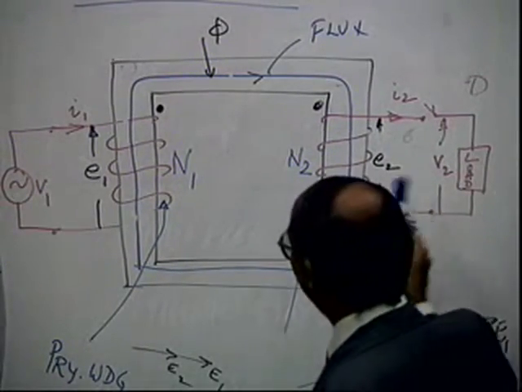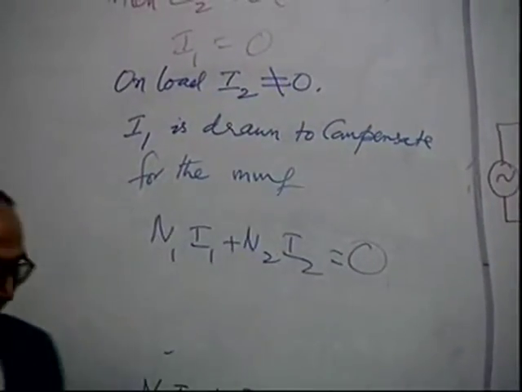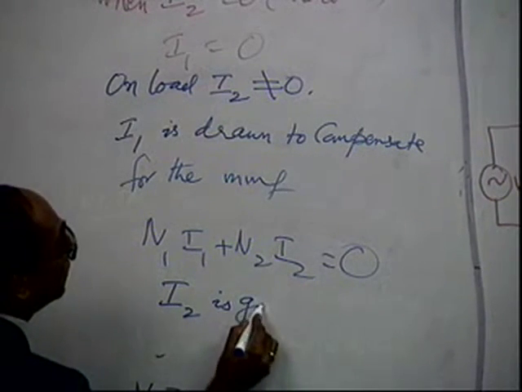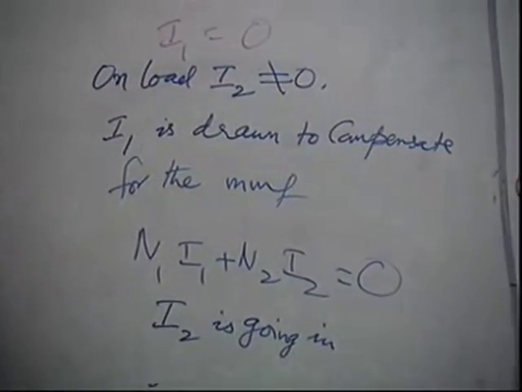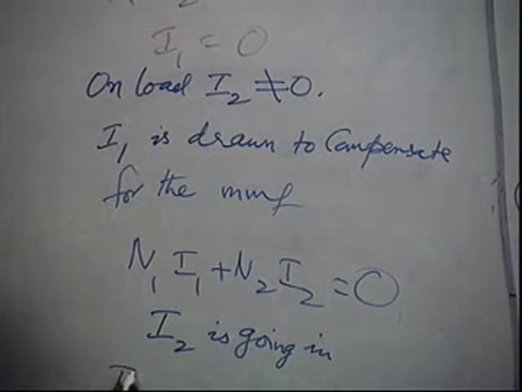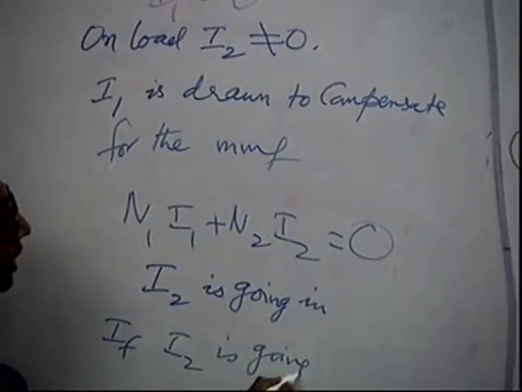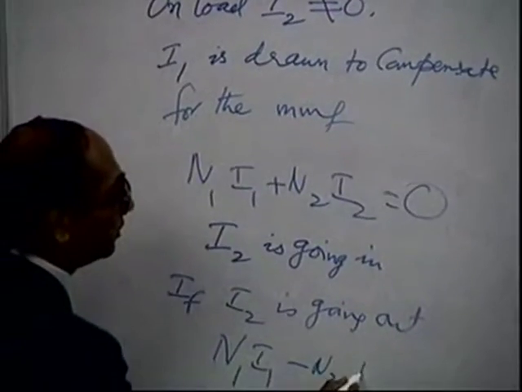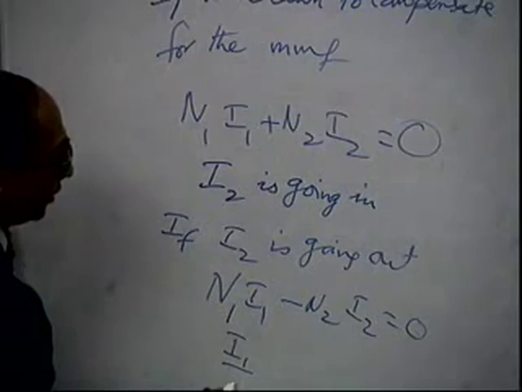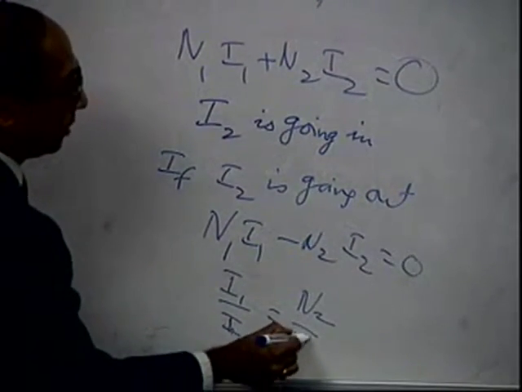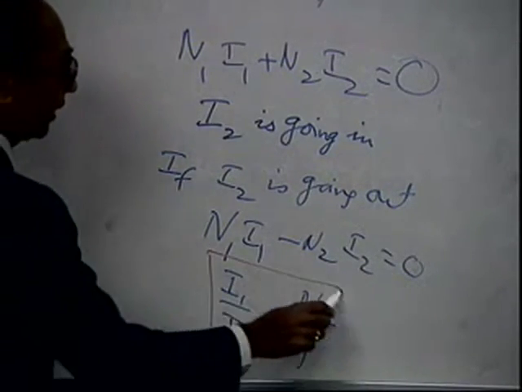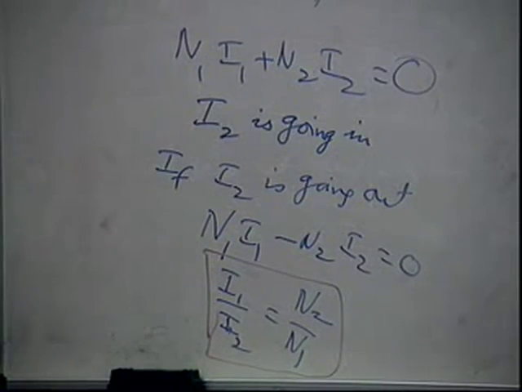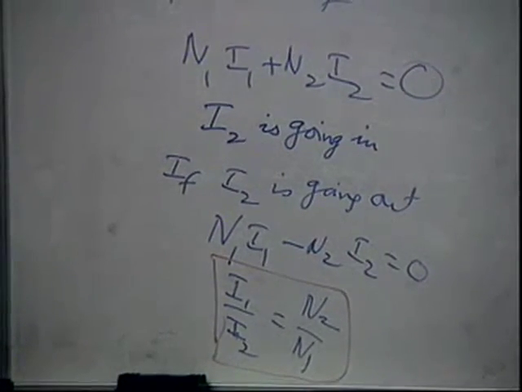This formula is for when I2 is going in. Here I2 is going in, because only then is this MMF added. If I2 is going out, it is minus. So if I2 is going out from the top of the winding, from this point, then the net MMF will be N1 I1 minus N2 I2 is 0. So you will find that I1 by I2 will become N2 by N1. So we get another relation, a current transformation. You will have I1 by I2 is equal to N2 by N1, and that means if you step up the voltage, you will step down the current.